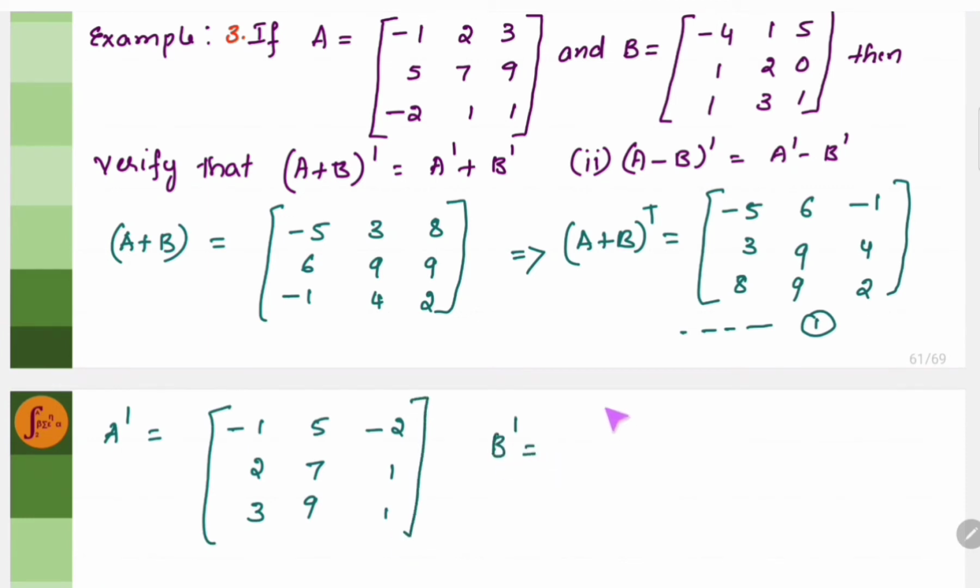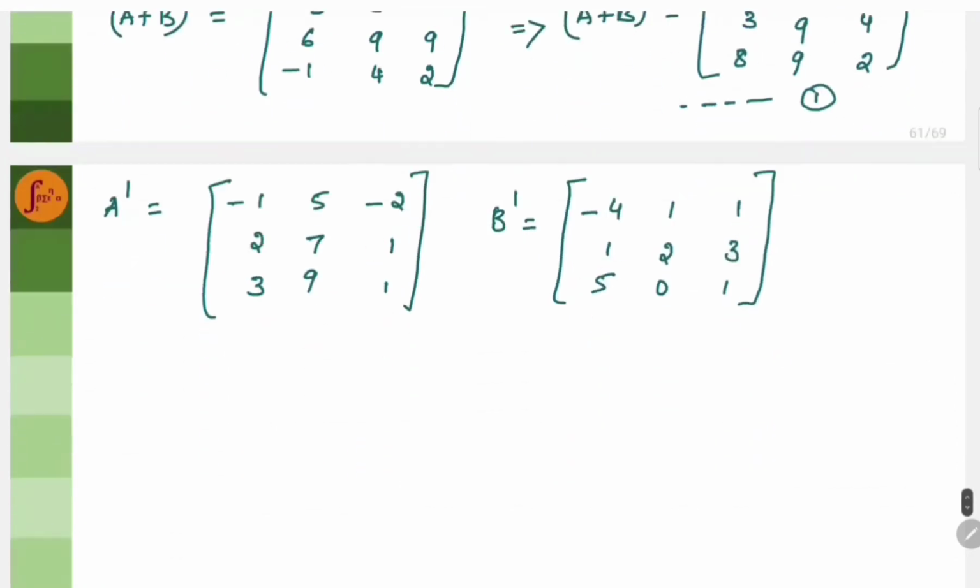Similarly, let's get the transpose of matrix B. In matrix B, the first row is minus 4, 1, 5. I'll write it as a column. Let's take the second row, 1, 2, 0, as a column. The third row, 1, 3, 1, we'll write as the third column. So this is the transpose of matrix B.